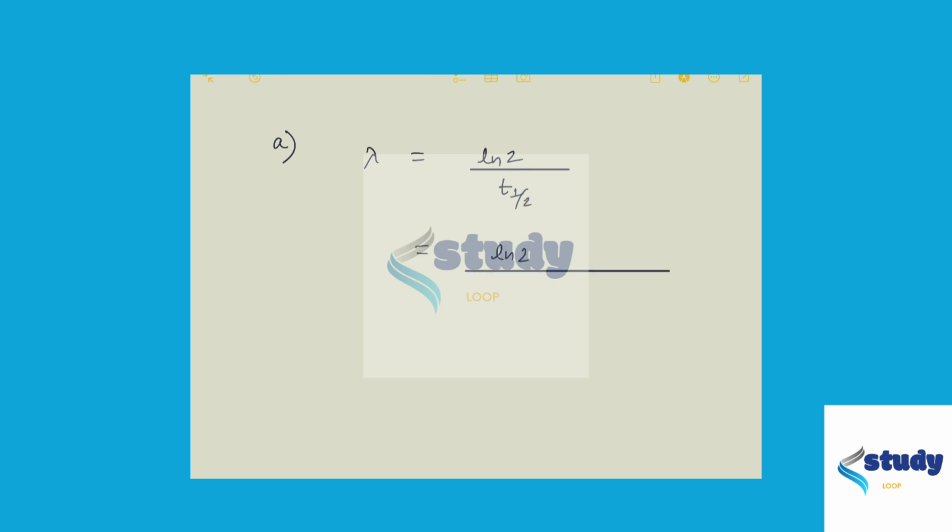Now the half-life is 4.47 times 10 to the power 9 years, and 1 year is equal to 3.154 times 10 to the power 7 seconds. So we multiply this by 3.154 times 10 to the power 7 to convert this into seconds. So the decay constant is 4.92 times 10 to the power minus 18 decays per second.